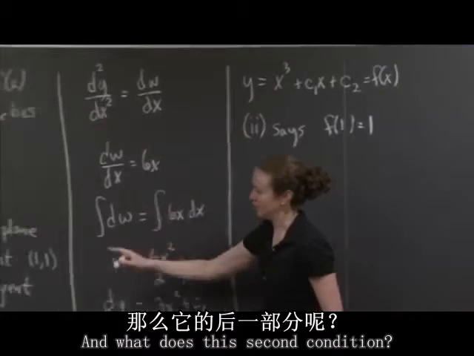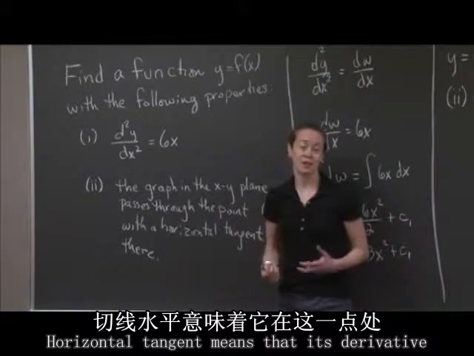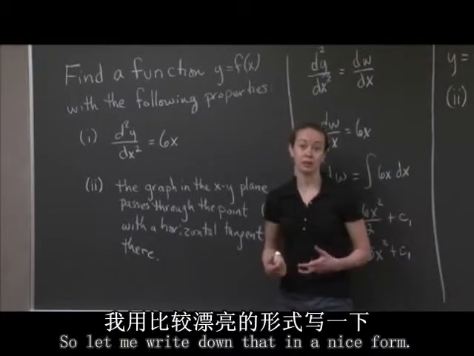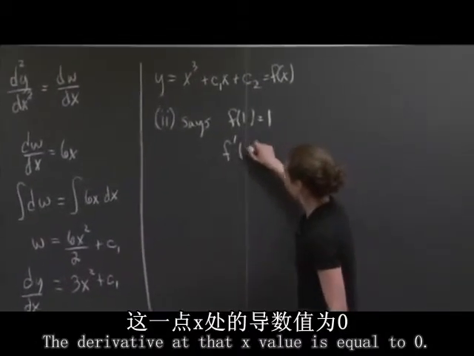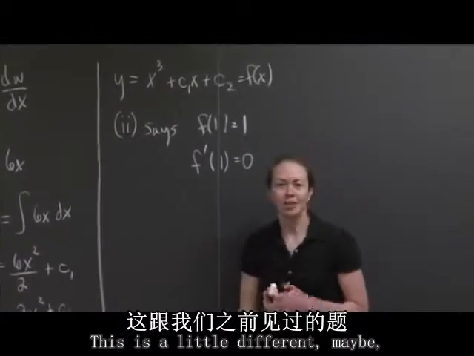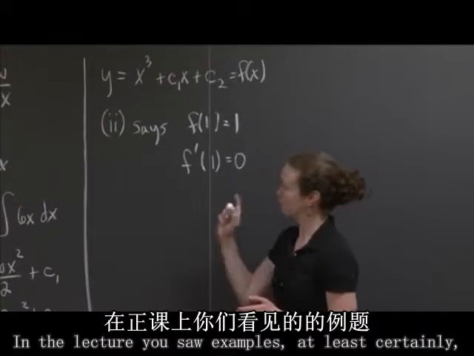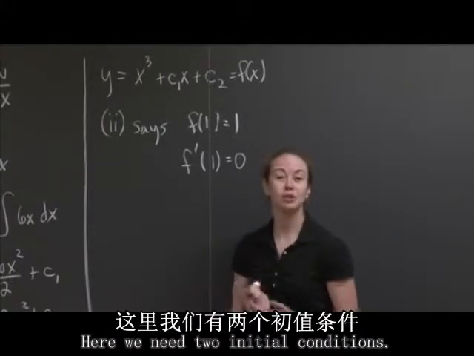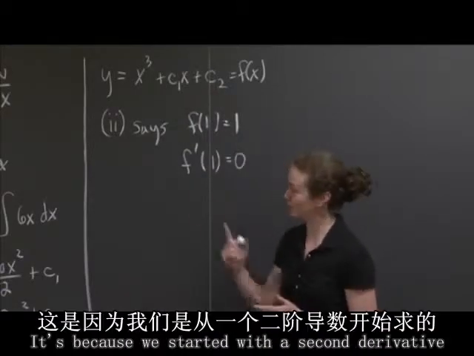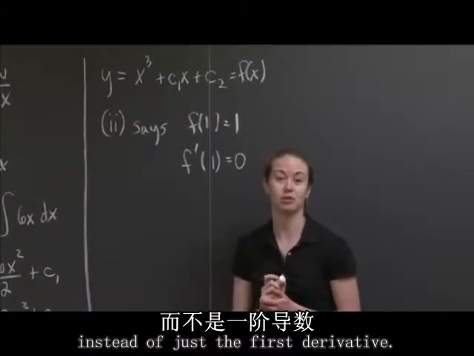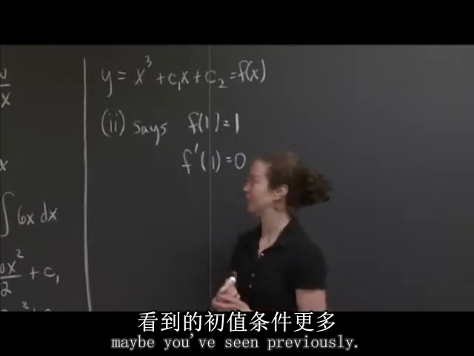And what does the second condition say? Let's check the second condition. It says it has a horizontal tangent there. Horizontal tangent means that its derivative at that x value is 0. So let me write that down in a nice form. The derivative at that x value is equal to 0. This is a little different maybe from what we've seen previously. In the lecture, you saw examples where you had one initial condition. Here we need 2 initial conditions. And you see why: because we actually have 2 constants. Where did that come from? It's because we started with a second derivative instead of just a first derivative. So that's why you see more initial conditions than maybe you've seen previously.